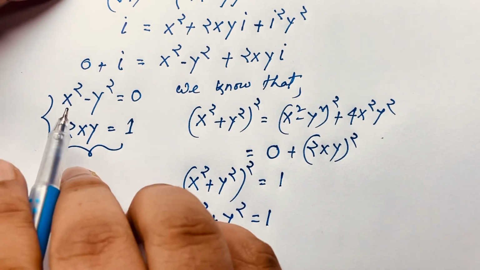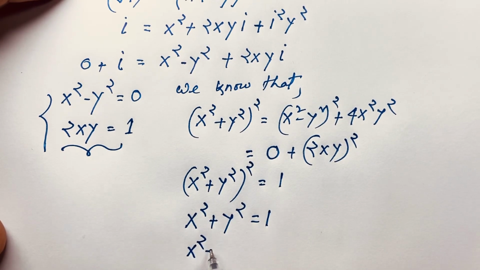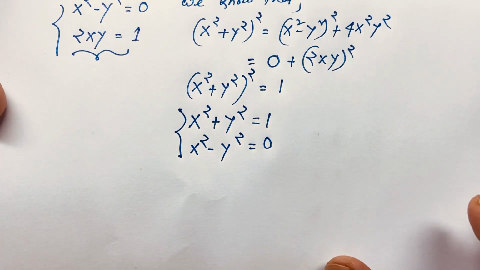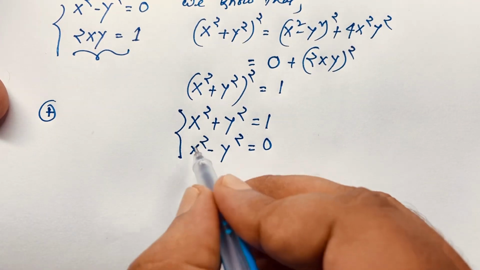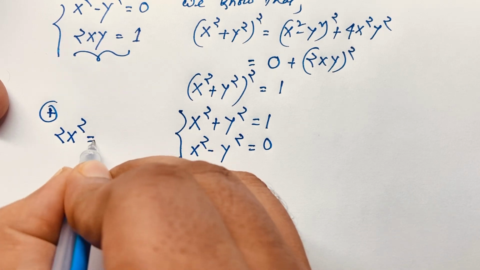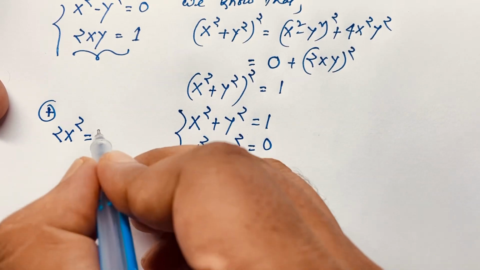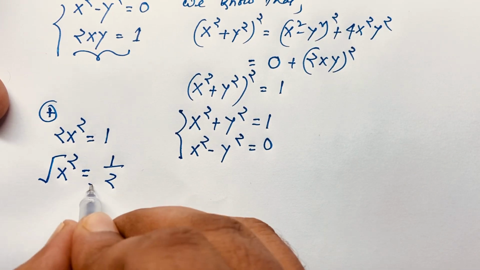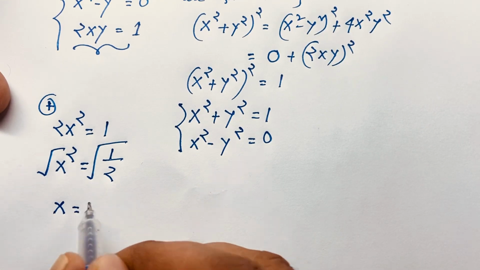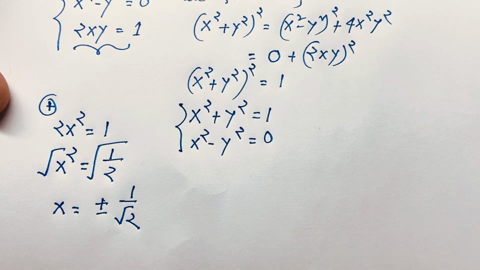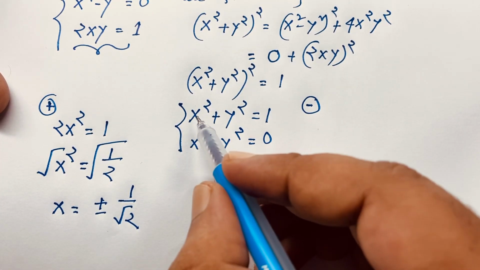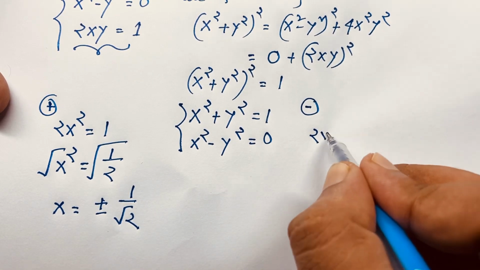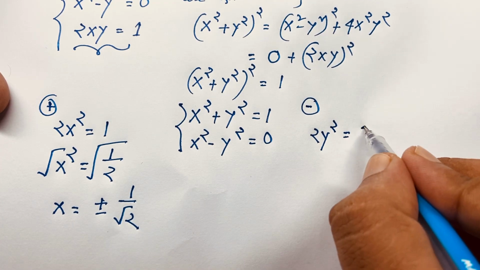Then recall that x squared minus y squared is 0. Now if I add both equations, x squared plus x squared is 2x squared, and y squared minus y squared is 0, and 1 plus 0 is 1. If I divide both sides by 2, x squared is equal to 1 over 2. Taking the square root of both sides, x is equal to plus or minus 1 over square root 2. Now if I subtract both equations, x squared minus x squared is 0, but y squared minus negative y squared gives 2y squared, and 1 minus 0 is 1.